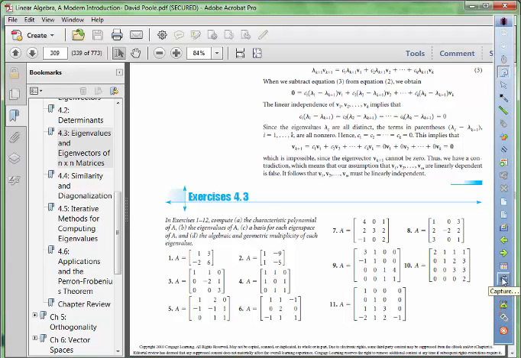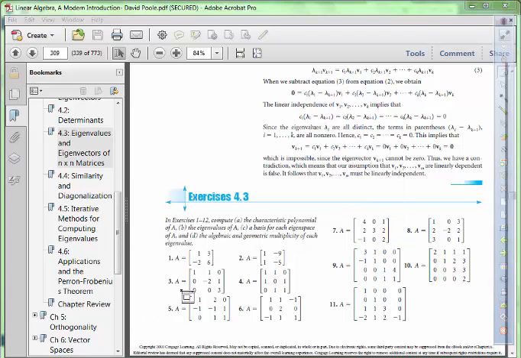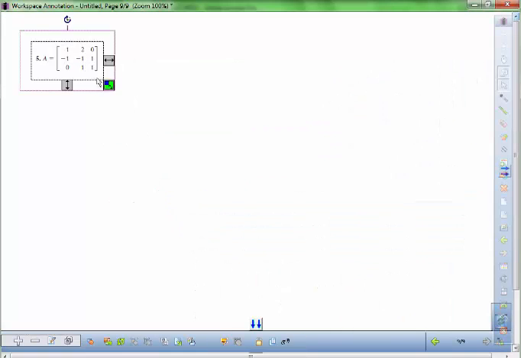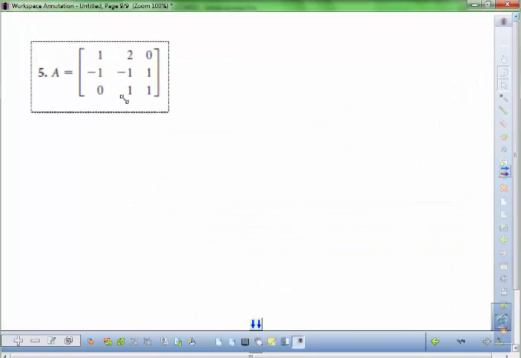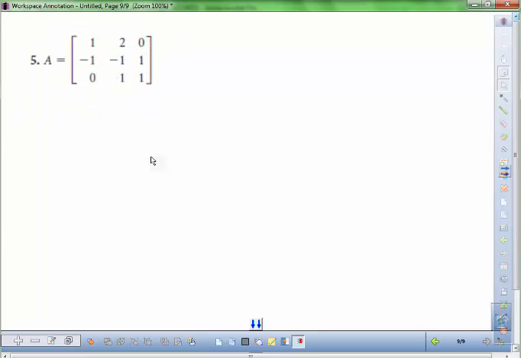So let's take one of these examples. Let's see. Let's do a 3 by 3 matrix. Let's find the eigenvalues and eigenvectors for this matrix.